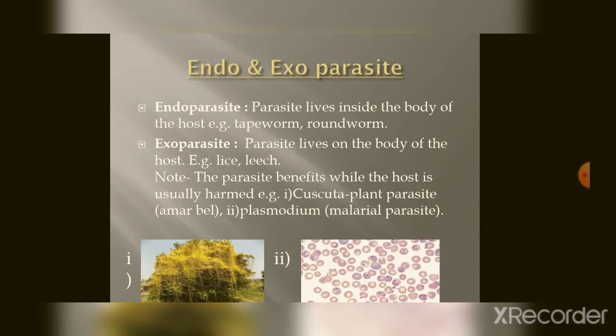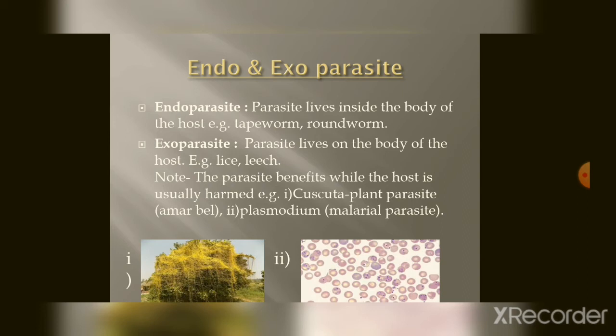Next one, endo and exoparasite. So endoparasite means the parasite inside the body of the host, that is, the interior of the body. For example, tapeworm and roundworm. These are present inside the body of animals. And exoparasite means the parasite lives on the body of the host. For example, lice and leech.